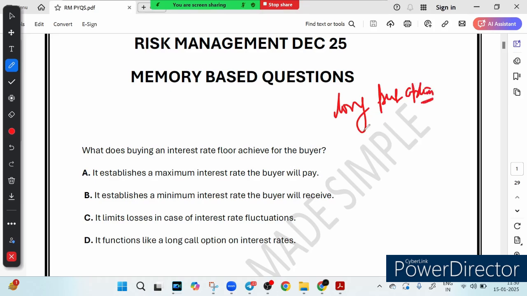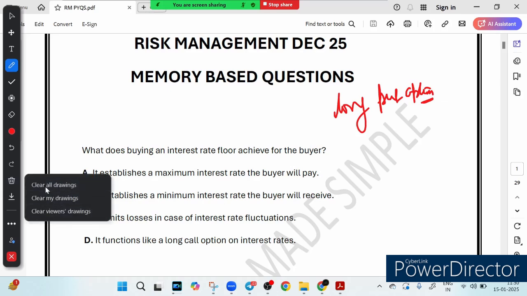A cap establishes a maximum interest rate that the buyer will pay. The purpose of a floor is not just to limit loss, it is specifically to ensure a minimum return. And also, floors are not related to call options, they resemble put options, right? So remember, a floor resembles a put option, remember it.